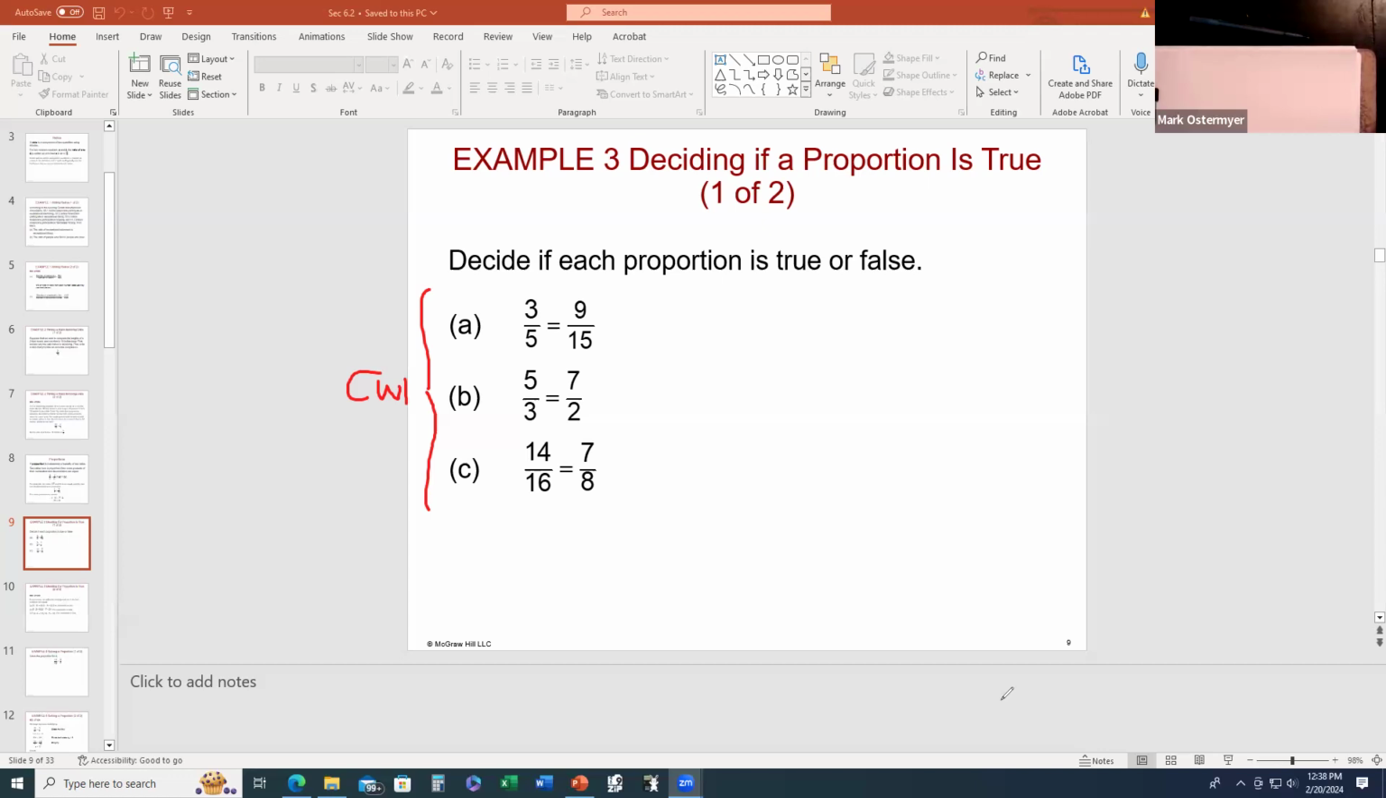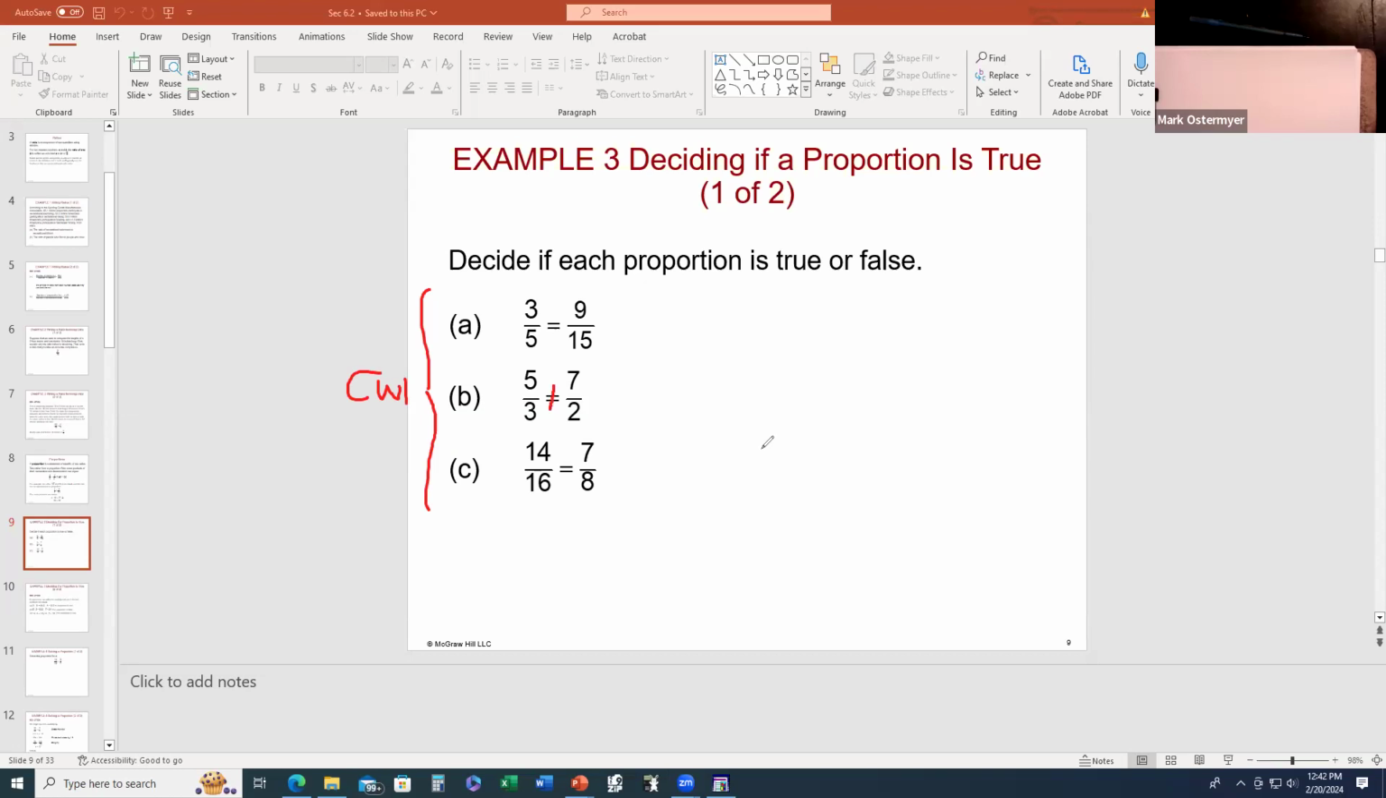How about B? Is that a valid proportion? Looking at the cross products, 5 times 2 is 10. Is 5 times 2, which is 10, equal to 3 times 7? 3 times 7 being 21. The answer is no. So the cross products are not equivalent to each other here. 5 times 2 does not equal 3 times 7, so that is not a valid proportion. And so the only thing that would make this statement true is to put a slash through the equal sign.